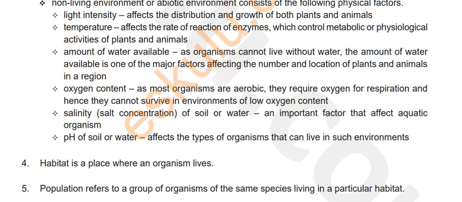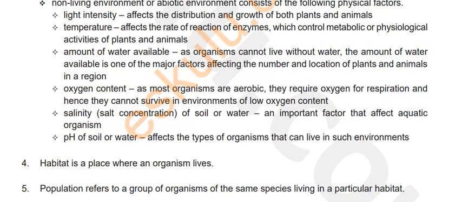Okay, we go to the next point, which has to do with oxygen content. Most organisms are aerobic, not anaerobic, meaning they need oxygen. They require oxygen for respiration, and hence they cannot survive in environments of low oxygen content.